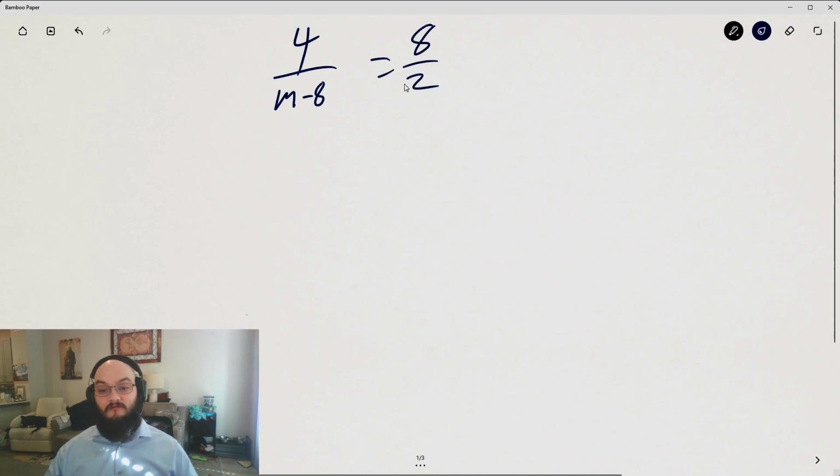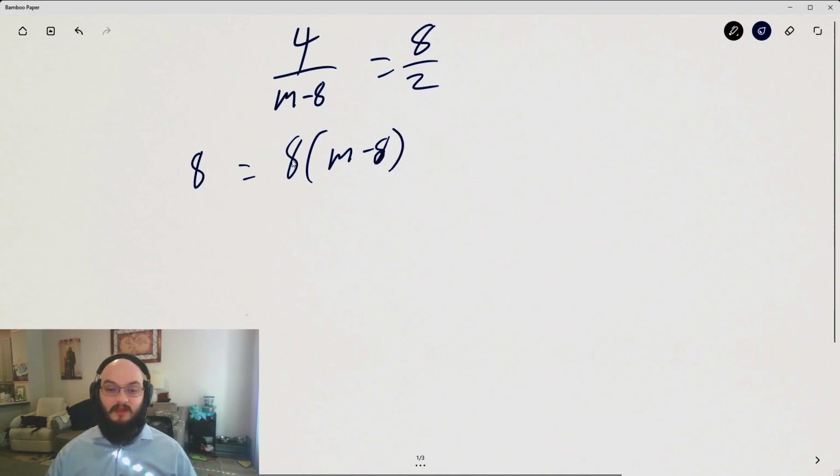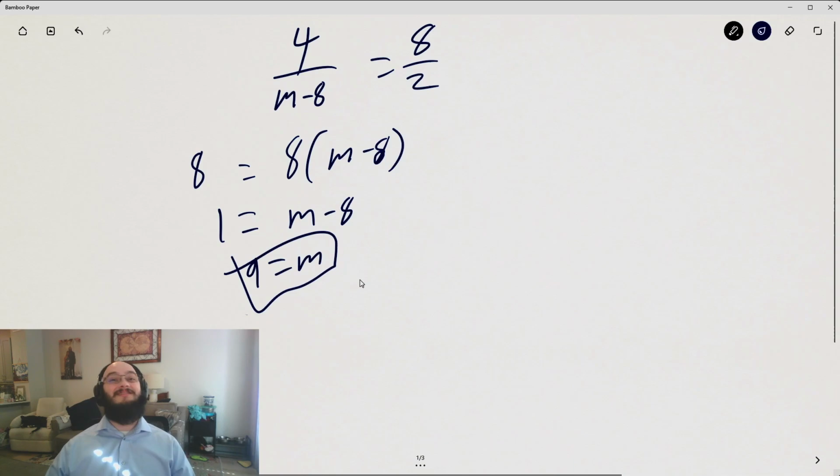Cross multiplication, 4 times 2 is 8, and that's going to be equal to 8 times m minus 8. Dividing both sides by 8, we'll have 1 is equal to m minus 8. Add 8 to both sides, 9 is equal to m, and we wound up with the same answer, of course, for what m is equal to. Let's go ahead and plug it in just to show that it works.